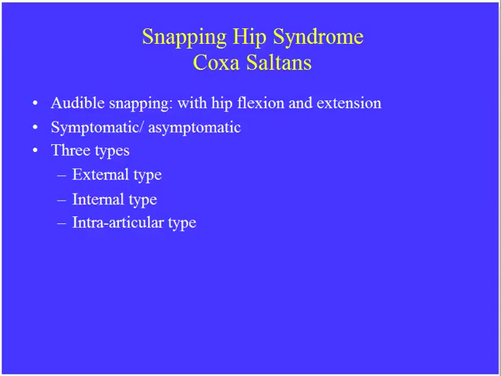Okay, the snapping hip syndrome. Femoroacetabular impingement is something that's very popular in the orthopedic literature right now, and that kind of ties in with the snapping hip syndrome. When we have a patient that presents with this, we really have three types of snapping hip. We can have the external type, the internal type of snapping hip, or the intra-articular type. And these are patients who have an audible snapping hip when they flex and extend the hip. Sometimes they're symptomatic and sometimes they're not.